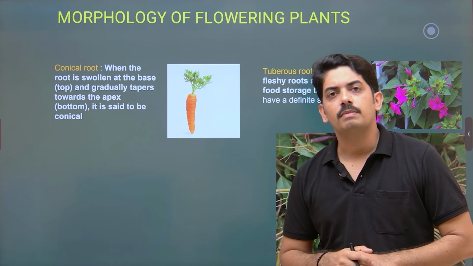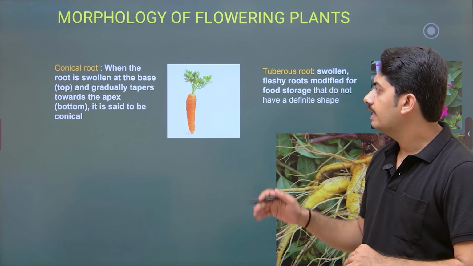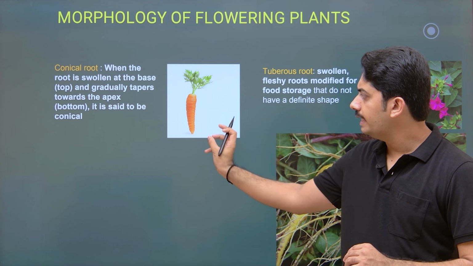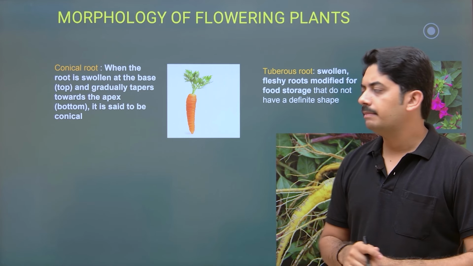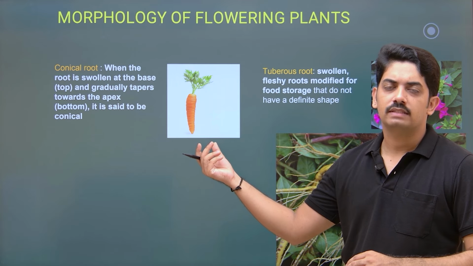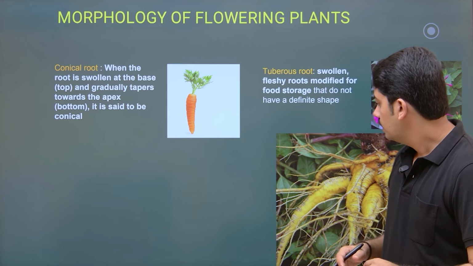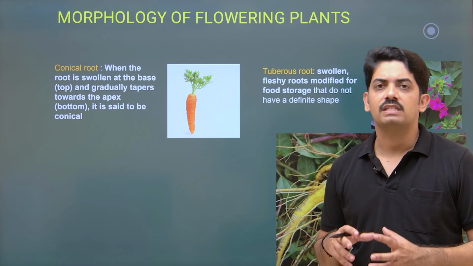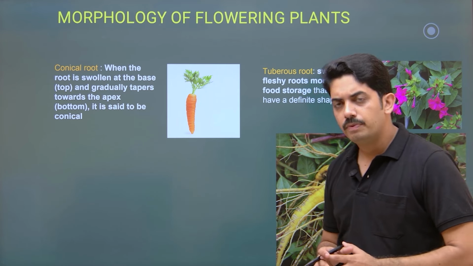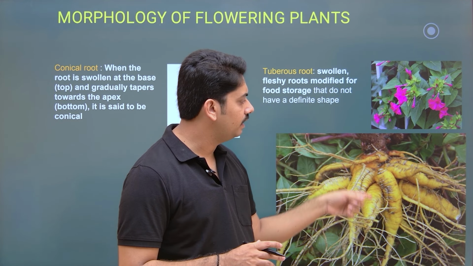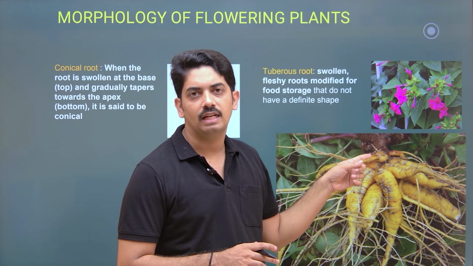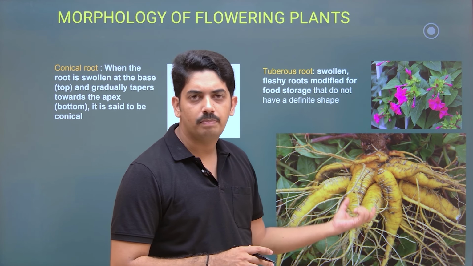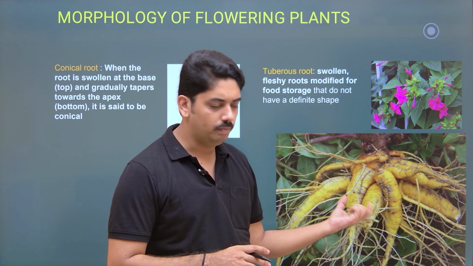Conical roots are commonly observed in carrot. So in carrot, just observe the basal part is swollen and slowly tapers at another end. That means the root looks like a cone. That is why it is considered as conical root. Here you can see tuberous root system. Tuberous means there is no specific shape for this. I hope you can identify this plant. This is a very important plant, Mirabilis jalapa, very commonly used in genetic studies. Just look at its root. There is no particular shape, so consider it as tuberous root.